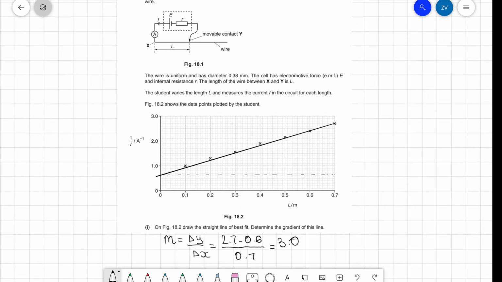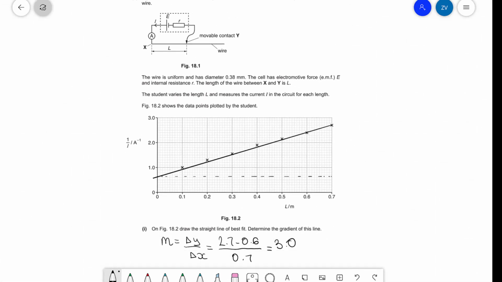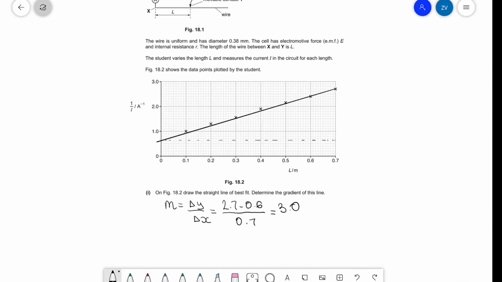Okay, so part C, we have a figure which shows a circuit being used, and we have some points, and for the very first part, all we need to do is essentially draw the line of best fit. Just a quick check of my line of best fit. So notice that I have one point over here and I have one point over here, and the line of best fit seems to go through the vast majority of the points. So I'm reasonably happy with my line of best fit.